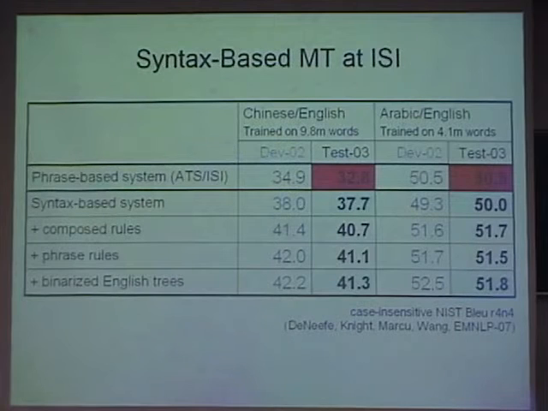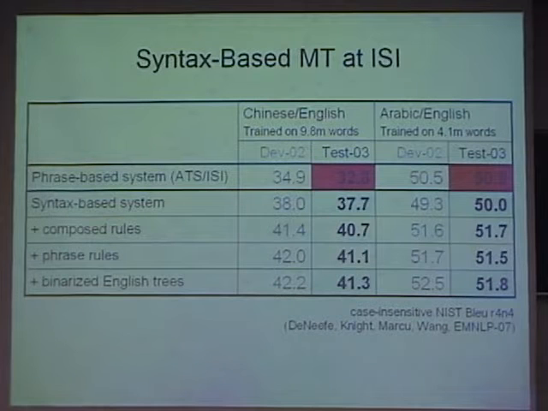Okay, and these are just some numbers that will have more or less the same thing. Oh, no, I should say here. So things work out very well for Chinese-English. This is our phrase-based system, and the syntax-based system is here. So, a good improvement. But when we look at Arabic, the improvement is very small, or small anyway.